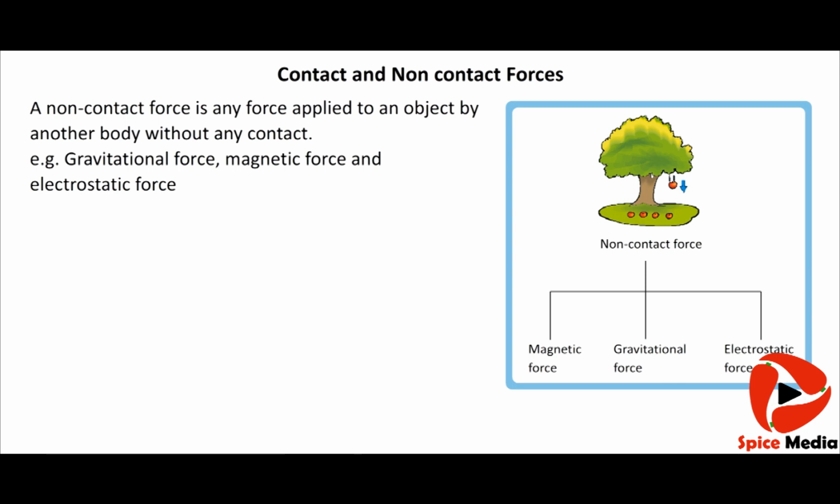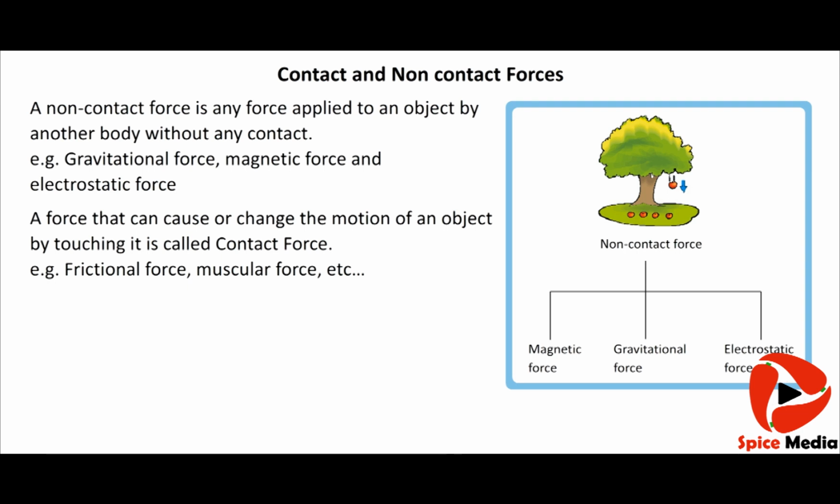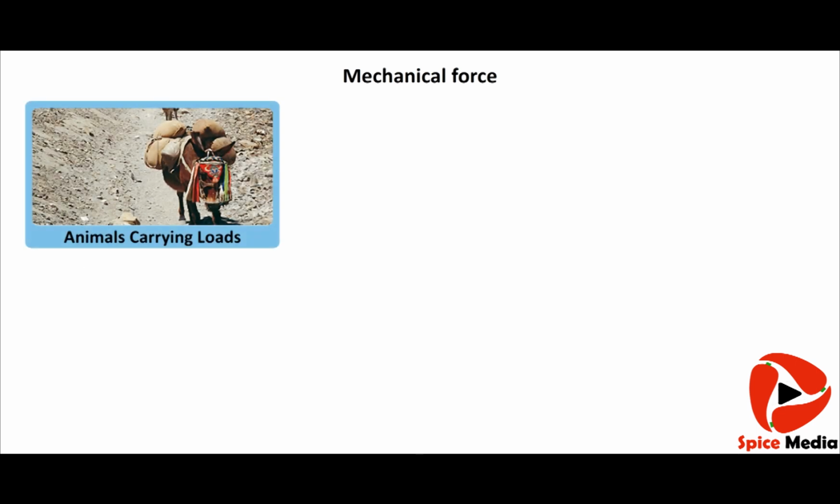What makes the mango from a tree fall on the earth's surface? Is there anything pulling the mango down? No. The invisible force that is making the mango come down is the gravitational force. This is an example of non-contact force. A non-contact force is any force applied to an object by another body without any contact. Some other examples of non-contact force are magnetic force and electrostatic force.